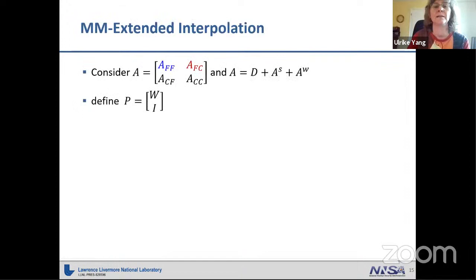So if you consider A and distribute your points in terms of fine and coarse points, like here in this case, and reorder this, you can take A and divide it into a diagonal, the strong connections, and the weak connections. And then you can also define your interpolation as W, and here the identity for the coarse points also. You can further then generate the strong parts of AFF and AFC up here.